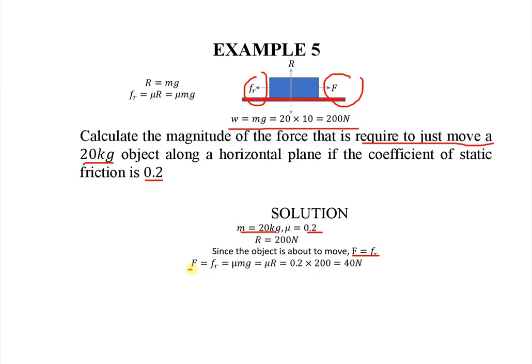We apply the formula: F = Fr = μmg, which is μR. So μ is 0.2, our normal reaction is 200, and that gives us 40 Newton. That is the force we are looking for.